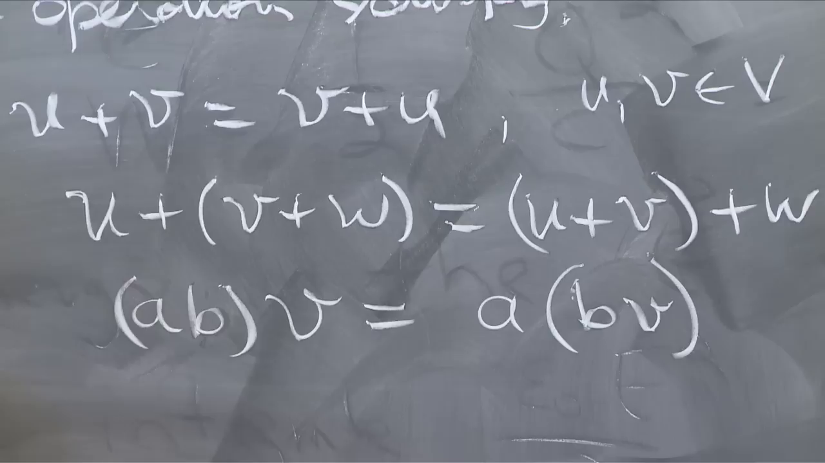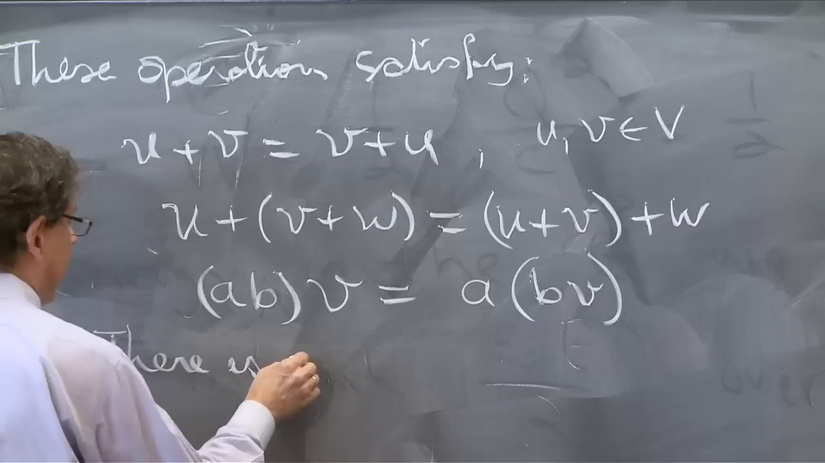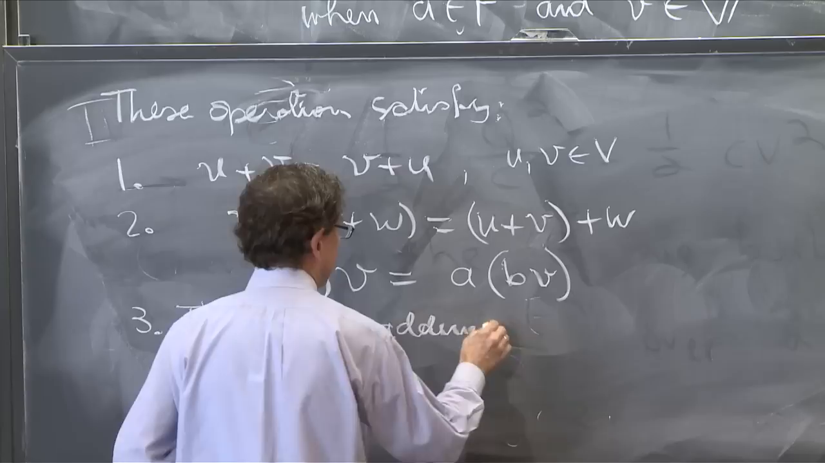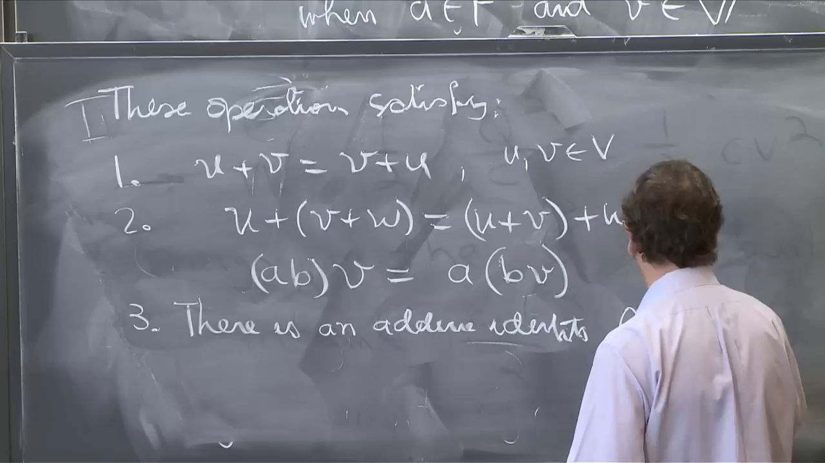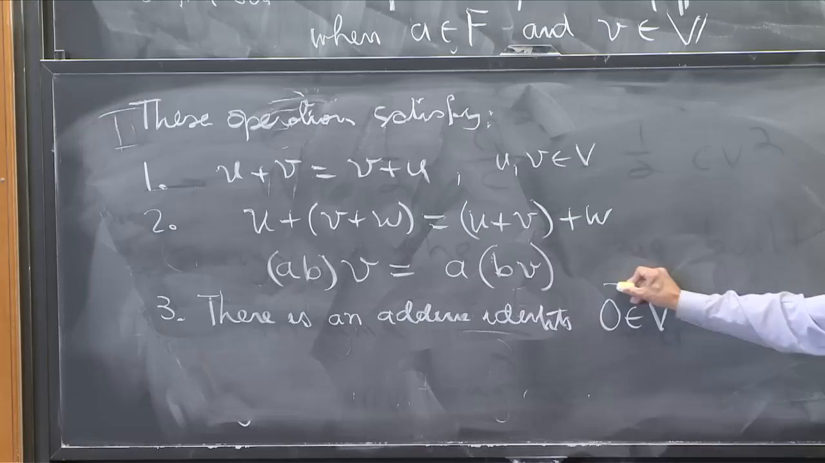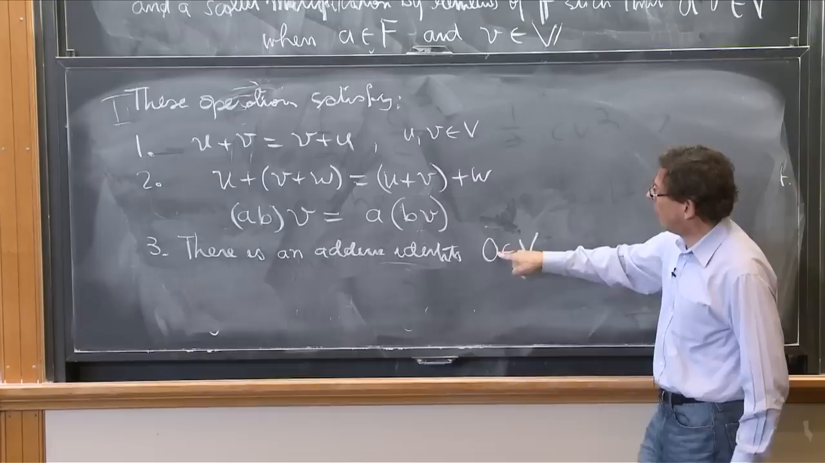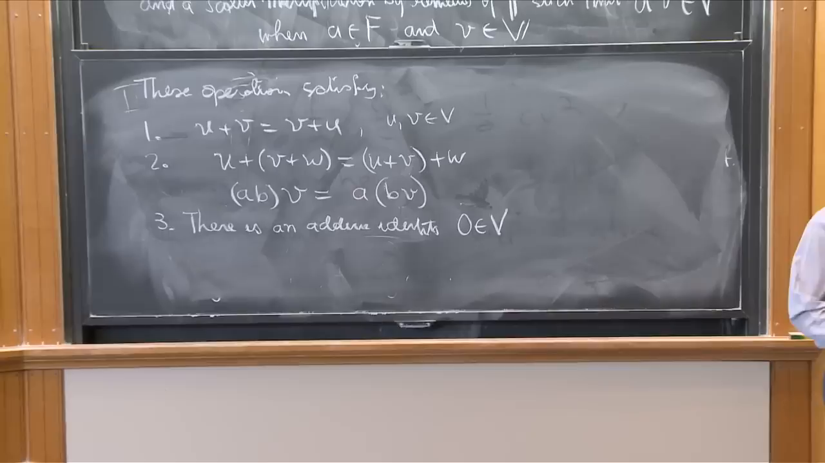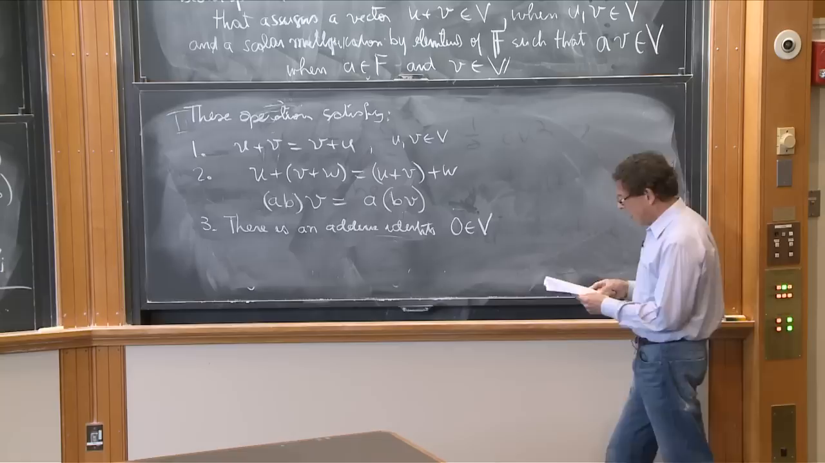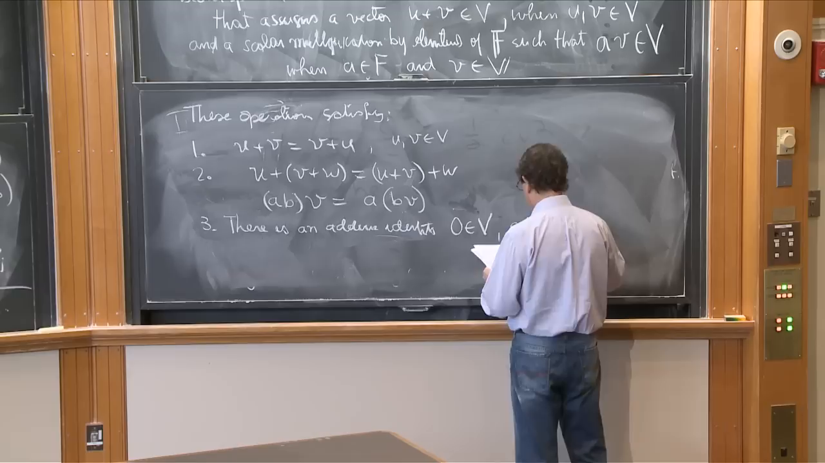Three, there is an additive identity. And that is what? It's a vector 0 belonging to the vector space. I could write an arrow, but for some reason mathematicians don't like to write it, because they say it's always unambiguous whether you're talking about the 0 number or the 0 vector. We do have that problem also in the notation in quantum mechanics, but here it is. Here is a 0 vector such that 0 plus any vector v is equal to v.